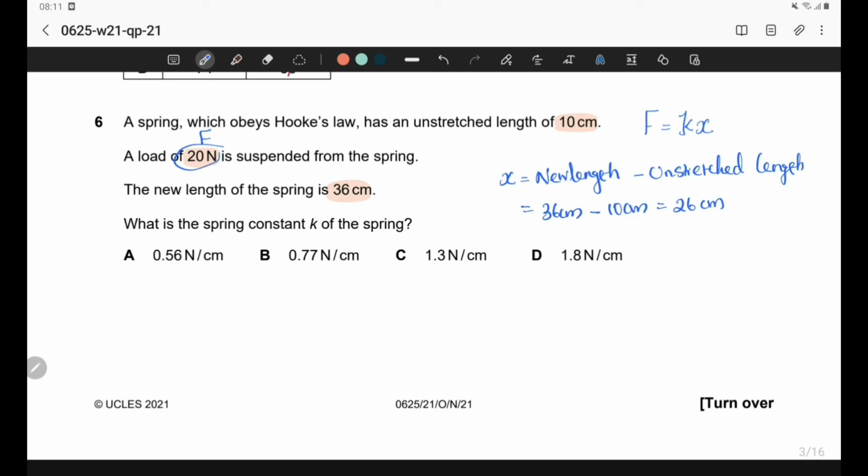Now we have force and extension, so we can find out K. In order to find K, we can make K the subject. So the equation will become spring constant K is equal to force over extension, where force is 20 Newton and extension is 26 centimeter. We don't have to convert centimeter into meter. The reason is in the options also the unit is given in centimeter. So no need to convert centimeter into meter. Therefore, the answer to 2 figures is 0.77. Hence, the correct answer is option B.